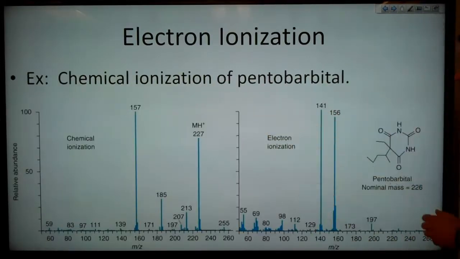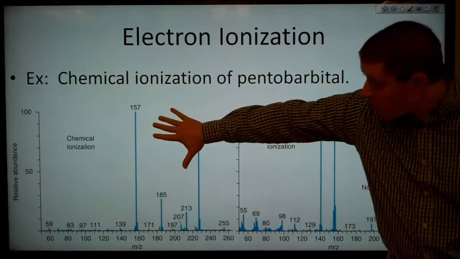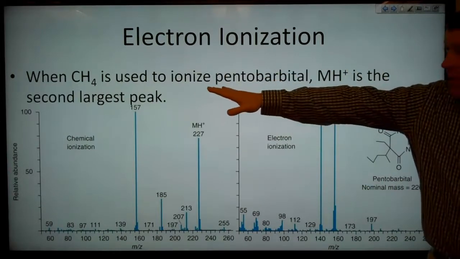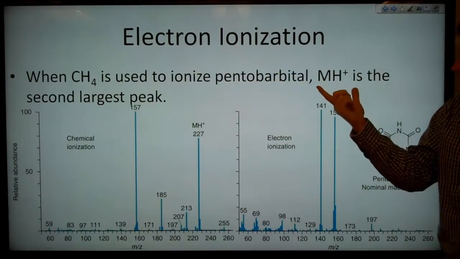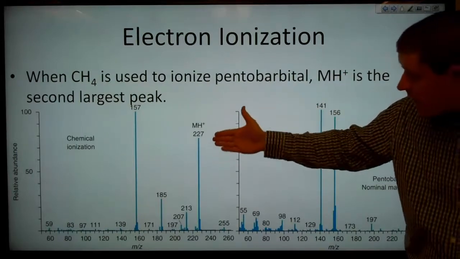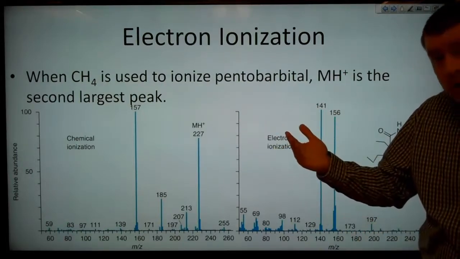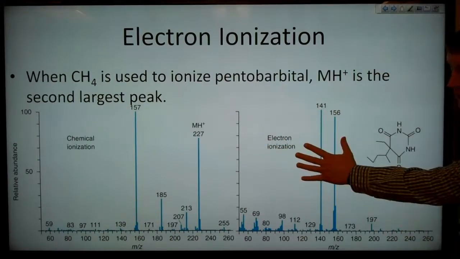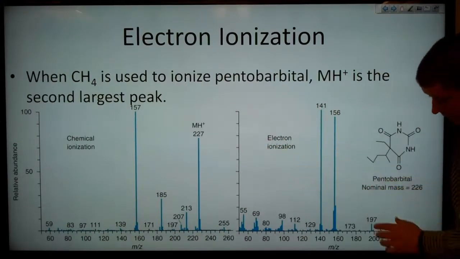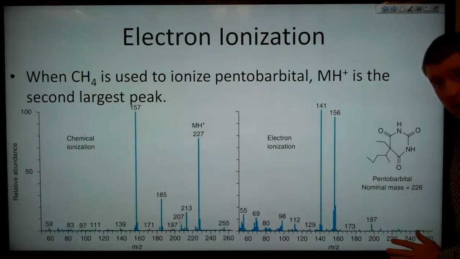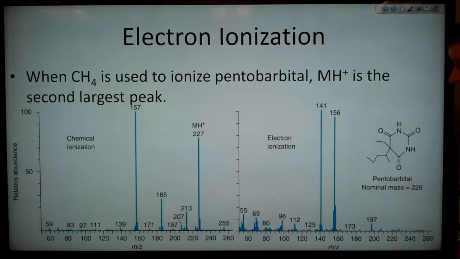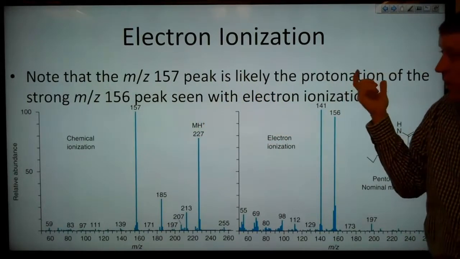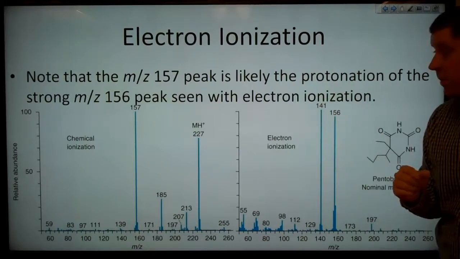Here's an example of the chemical ionization of pentobarbital. Over here we've got the chemical ionization, and here we have the electron ionization. You can see that when methane is used to ionize the pentobarbital, this parent peak here at 227, remember the pentobarbital has a mass of 226, so when we add the hydrogen, we've got a mass of 227 now. That's going to be the second largest peak with the chemical ionization. Remember the 226 peak, that parent molecular ion peak, was not shown with the electron ionization. Note that the peak at 157 is likely due to the protonation of our strong 156 peak seen in the electron ionization.